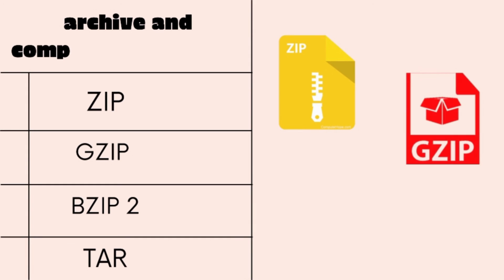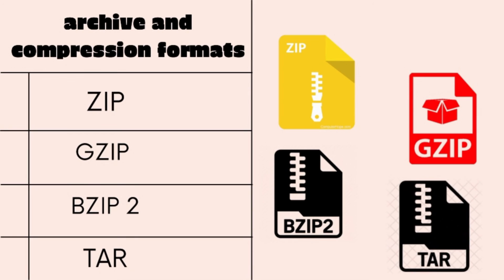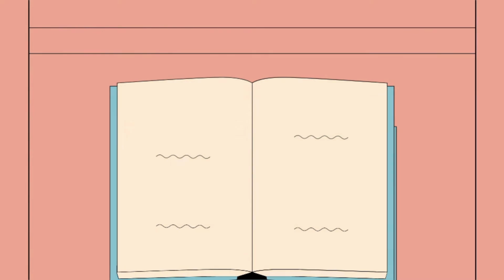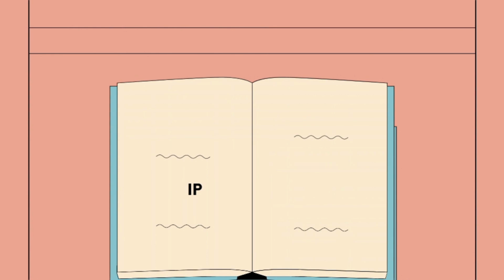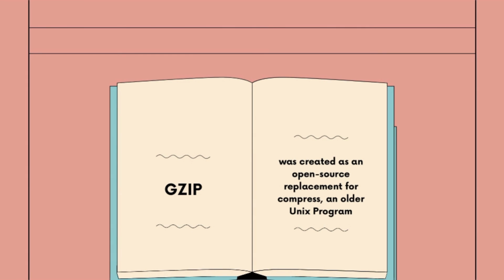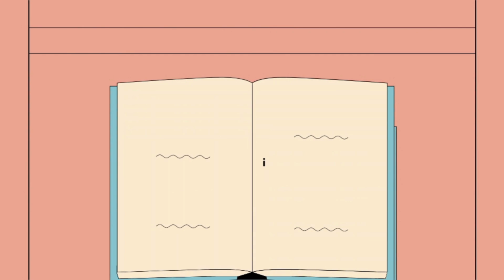So these are the archive and compression formats: zip, gzip, bzip2, and tar. So gzip was created as an open source replacement for compress, an older Unix program. It can be found on almost every Unix-based system on the planet, including Linux and Mac OS X, but it is much less common on Windows. So if you send files on a Unix-based machine, gzip is a good option.